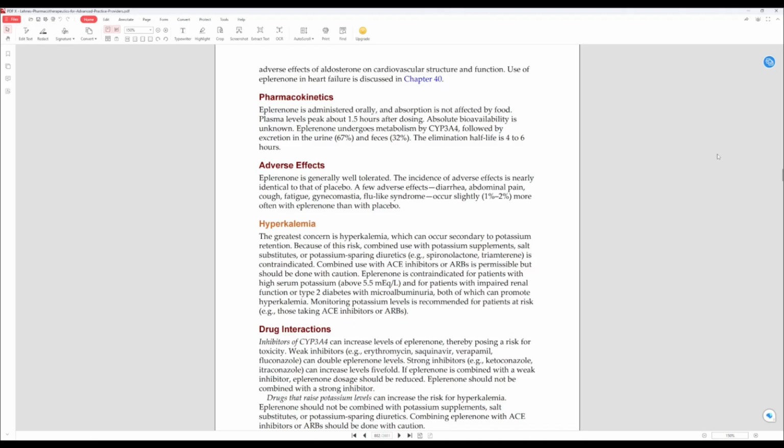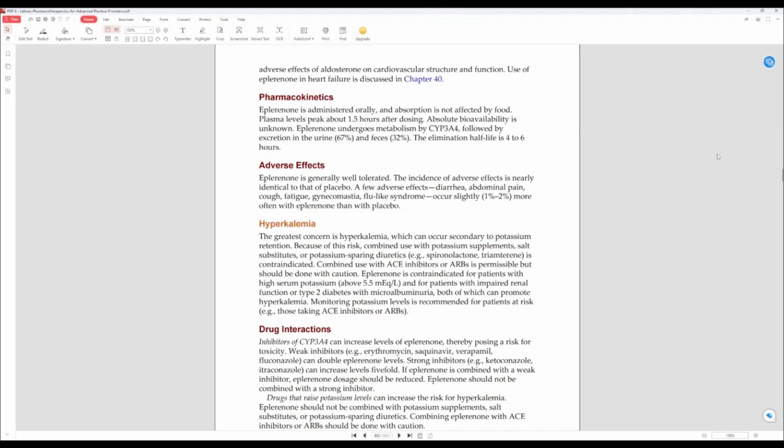So, its pharmacokinetics. Eplerenone is administered orally and absorption is not affected by food. Plasma levels peak at about 1.5 hours after dosing. Absolute bioavailability is, however, unknown. Eplerenone undergoes metabolism via CYP3A4, followed by the excretion in the urine of 67% and feces of 32%. The elimination half-life is 4 to 6 hours.